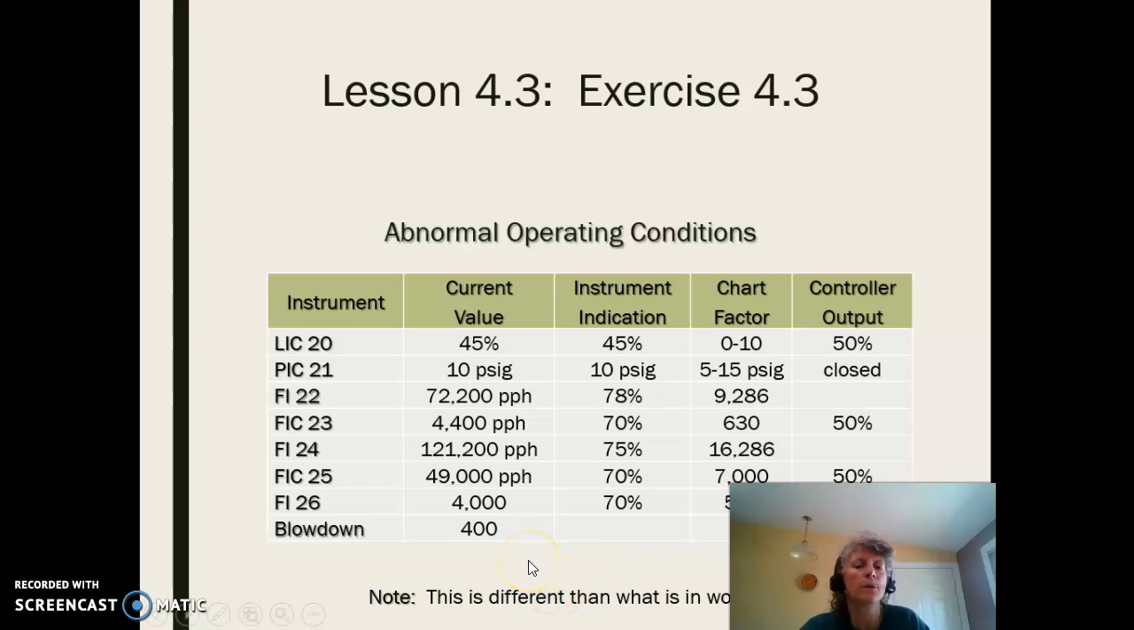So do this next troubleshooting problem. Try to do it on your own, and then I'm going to do another voiceover for exercise 4.3. It'll be listed as well.